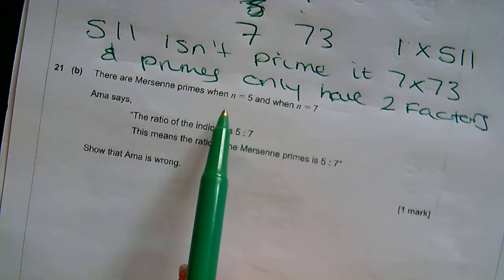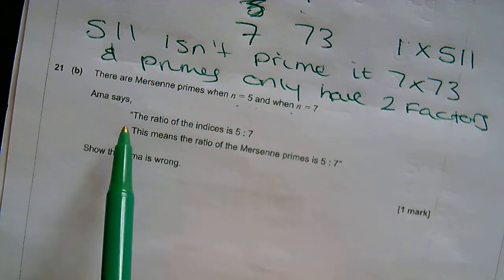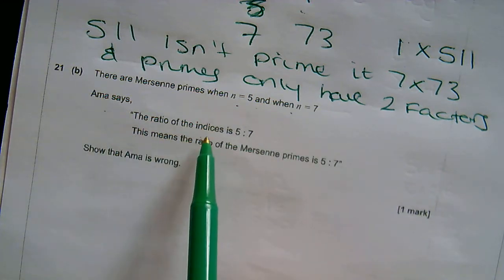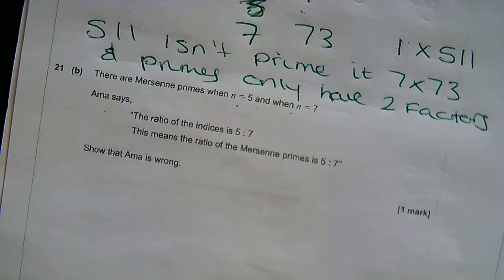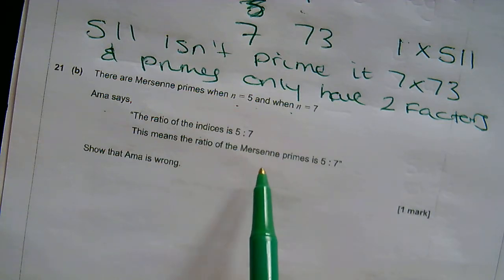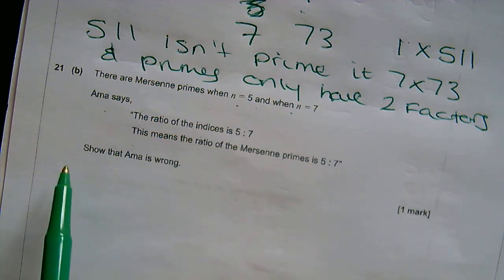Right then, part B then, it says there are, I'm going to call them the n primes. There are the n primes when n is 5 and when n is 7, and then, is it Anna? Anna says that the ratio of the indices is 5 to 7. So when n is 5 and n is 7, the ratio of the indices is 5 to 7. This means that the ratio of the n primes is 5 to 7. Show that Anna is wrong.